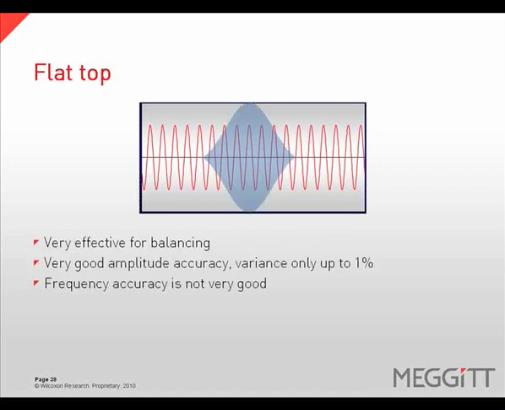A flat top window is very effective for things like balancing, where we have a very good amplitude accuracy with a variance of only up to 1%, and the frequency accuracy is not quite as good, but our primary interest is the amplitude, not the frequency.